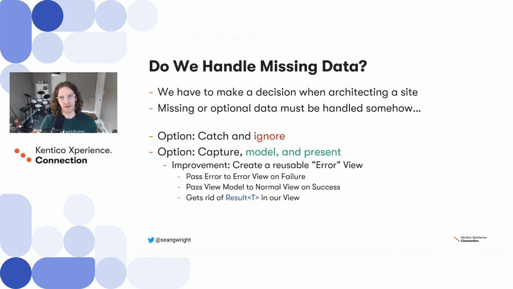So we have a bunch of steps that we've had to go through here to present these errors. We could make an improvement here. We could create a reusable error view. We could pass the error to the error view on a failure. We could pass the view model to the normal view that we want to render on success. And that would get rid of that result T type in our view. There's ways that we can improve this developer experience, but first we're making the decision that we want to handle these failure cases and present this information. Again, consider what impact your architectural choices have on visitors and stakeholders. What about on ourselves when we're diagnosing regressions?